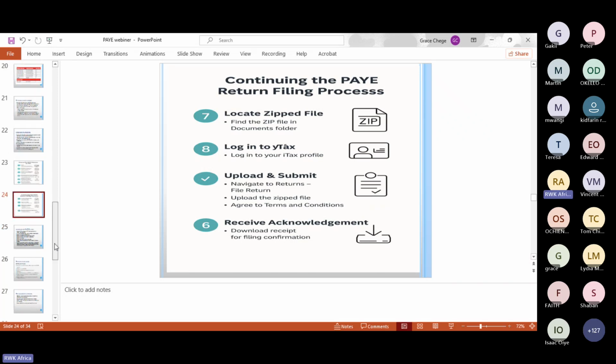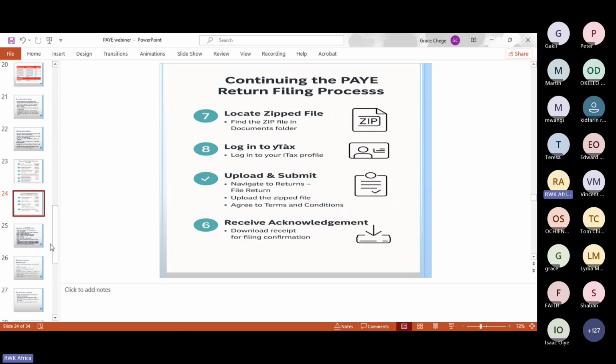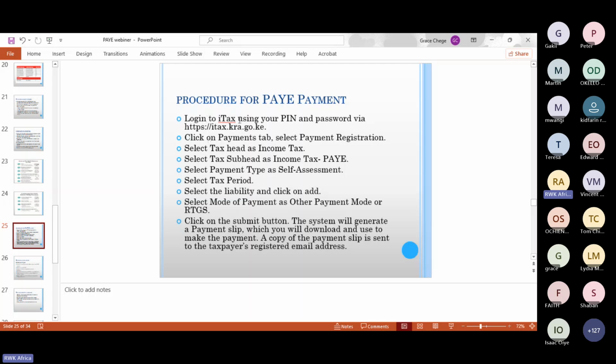So upon filing, remember we said filing and paying are twin processes. So upon filing, you're going to generate a payment receipt note. So let me take you through that process.